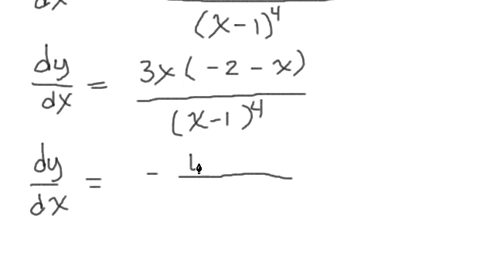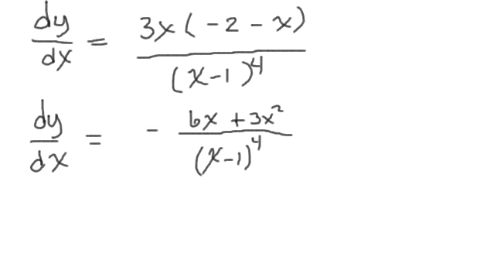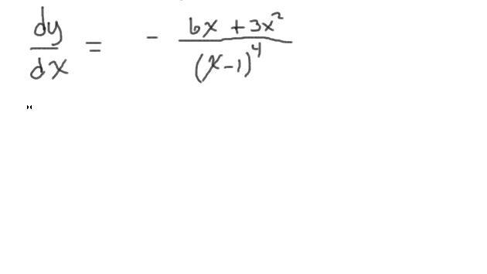So that's going to end up being 6x plus 3x squared, and that's all over x minus 1 to the fourth power. Okay, now what we're going to do is take the derivative again, right? Because we want to find the second derivative. I didn't say this problem was going to be easy. You know, the problem's not difficult, it just takes a while to do. Not a whole lot of thought behind it, actually.